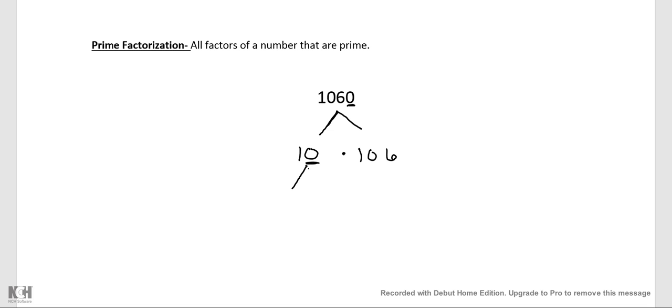So we're going to break this down. The last digit is a 0, so I'm going to divide by 5. 10 divided by 5 is 2. Both 5 and 2 are prime, so I can stop there because they're only divisible by the number 5 and 1 or the number 2 and 1. 106, I don't know if it's divisible by anything else, but I know it's divisible by 2 because the last digit is even, so I'm going to divide a 2 out of that. 106 divided by 2 is 53.